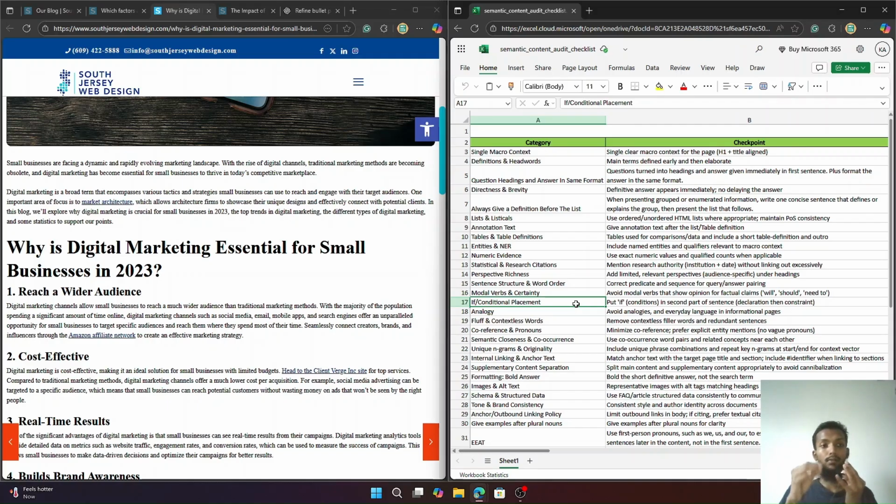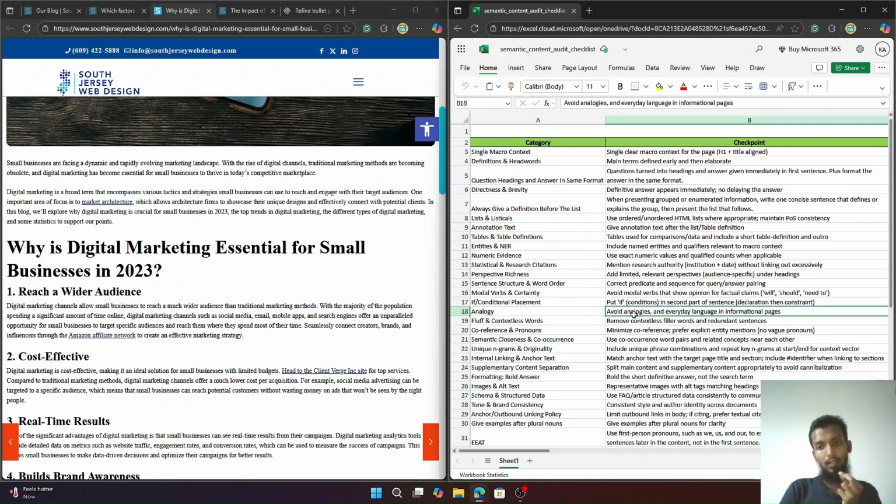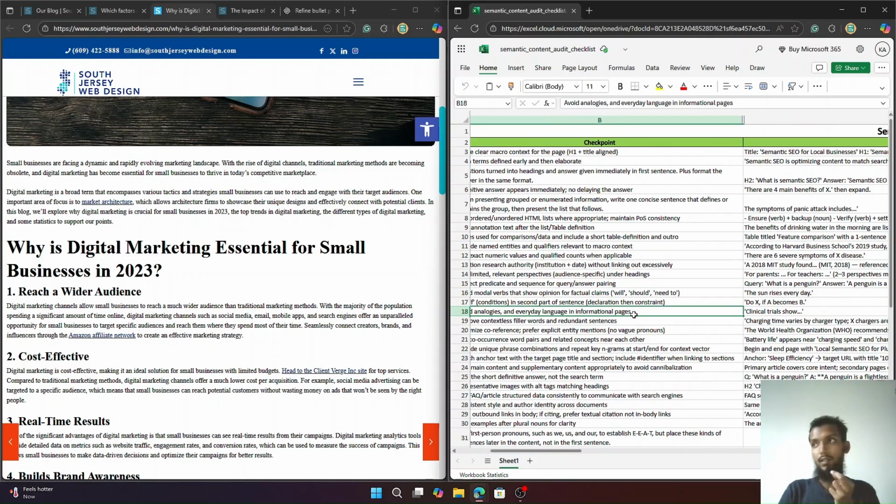If you start with if, then it will be less confident and less certain, and Google will not think you are an authority in this subject. So if you are using if, then use it in the later portion of the sentence or the next sentence. The next one is avoid analogy, like using everyday language.